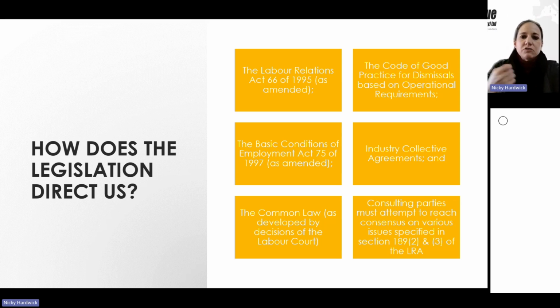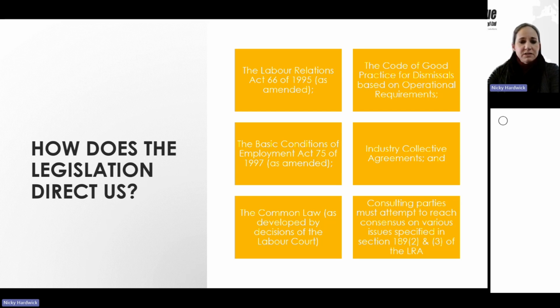But the Code of Good Practice also gives good guidelines in terms of how you're supposed to do that. And it also separates for you the difference between performance, misconduct, incapacity, and then operational requirements. The Basic Conditions of Employment Act will tell you what is required to be paid, or if you are part of a bargaining council, then that will obviously detail what you're required to pay in terms of a retrenchment package.